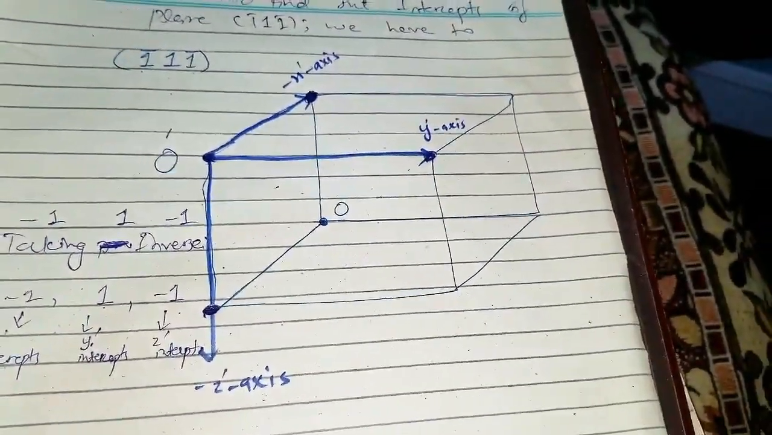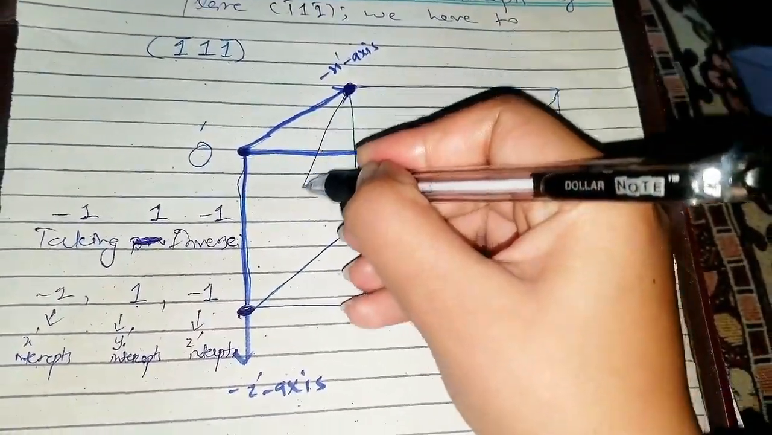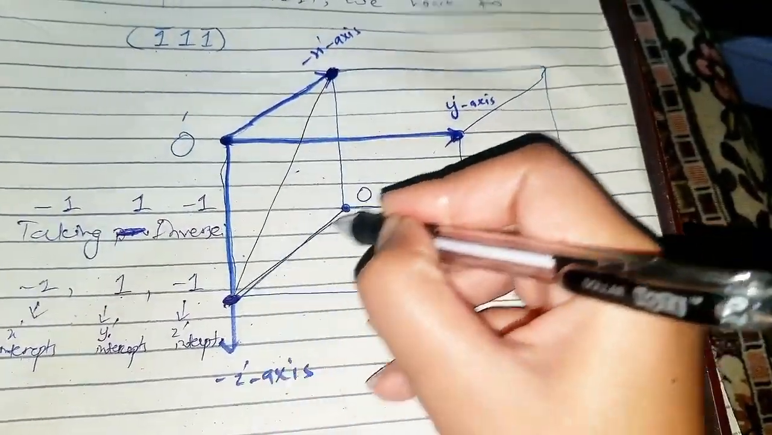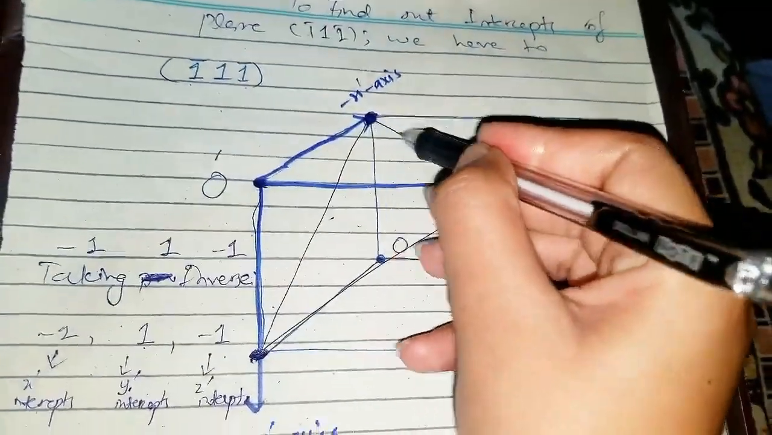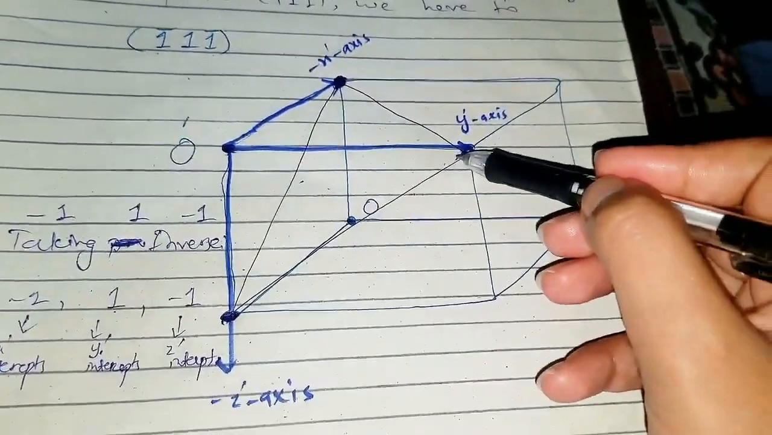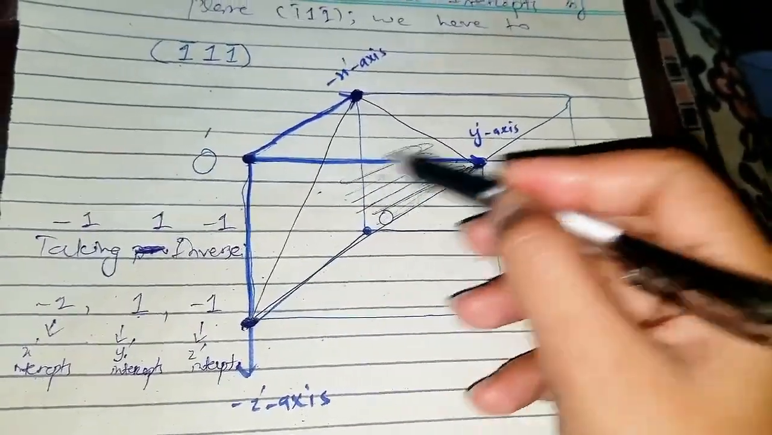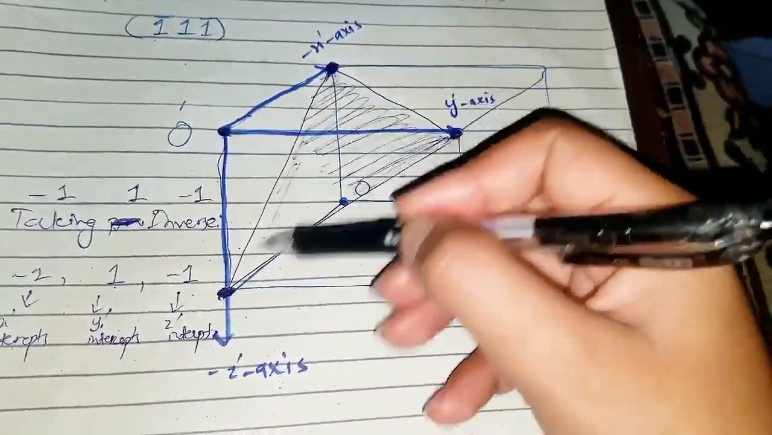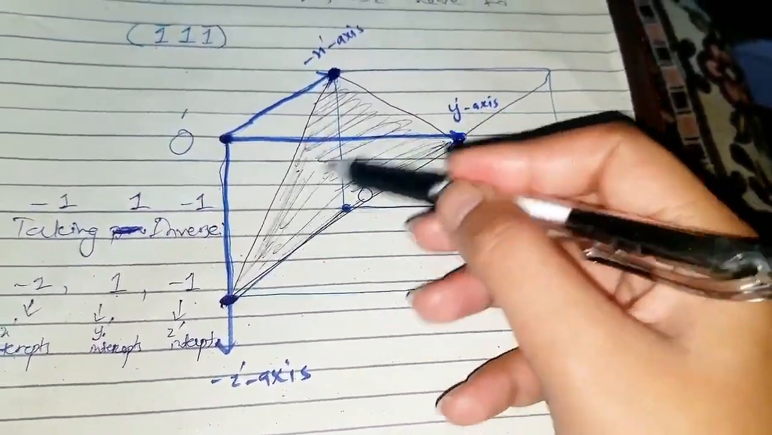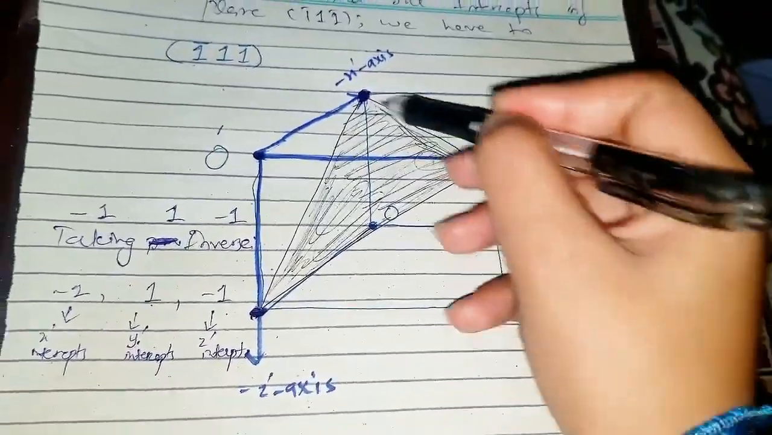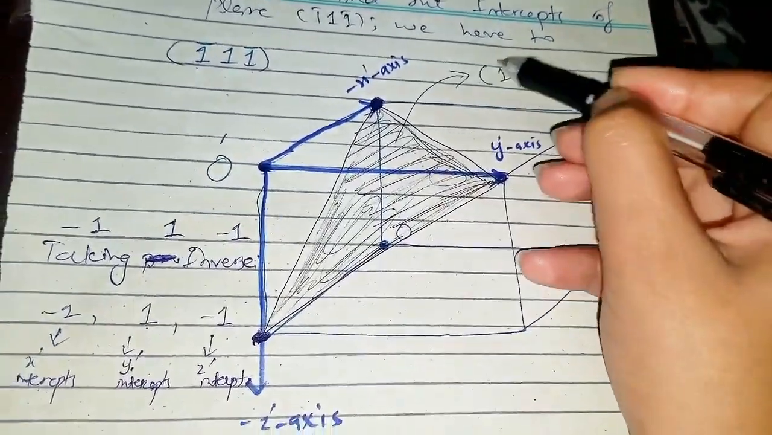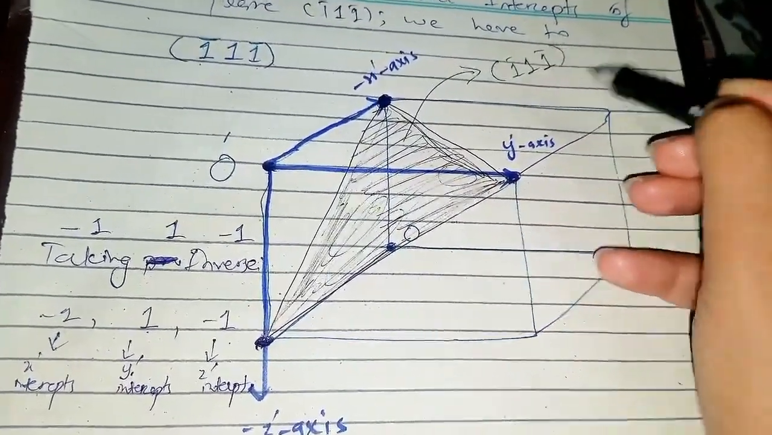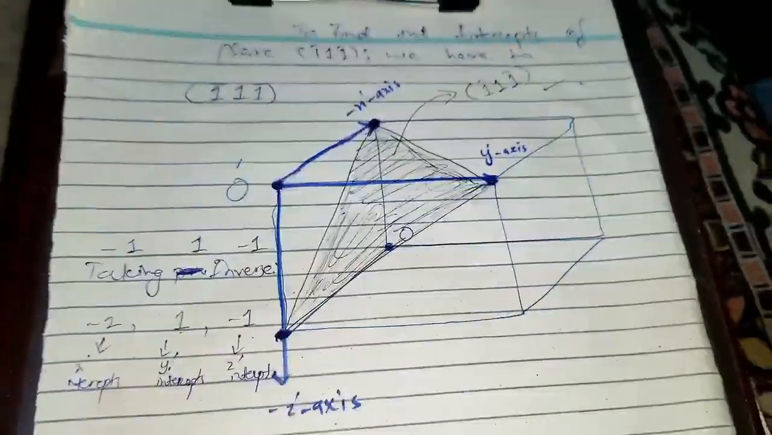Now we'll join these 3 points together like that. And this pizza slice is our plane, and if you want then you can eat it also. Alright, so this is done.